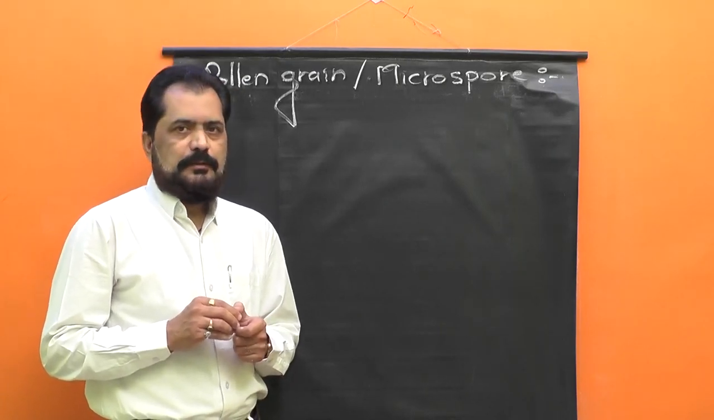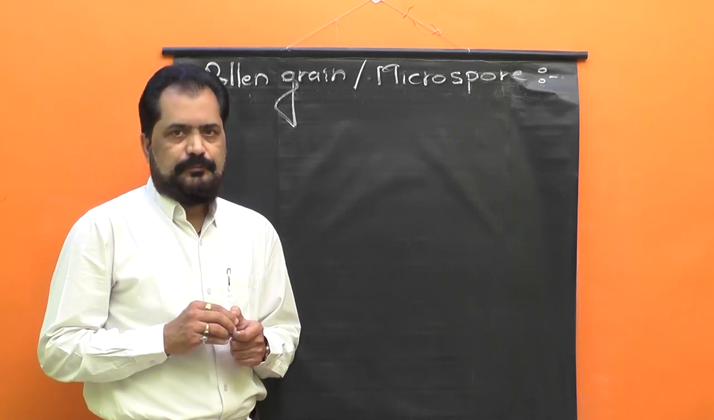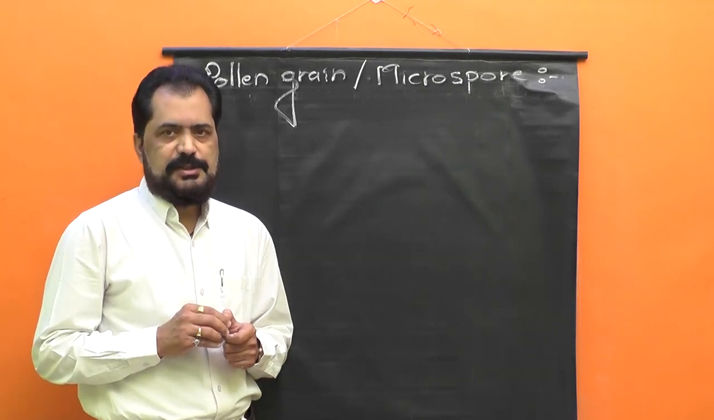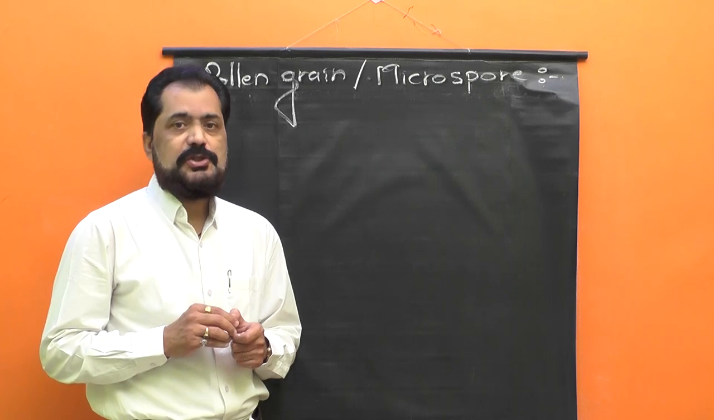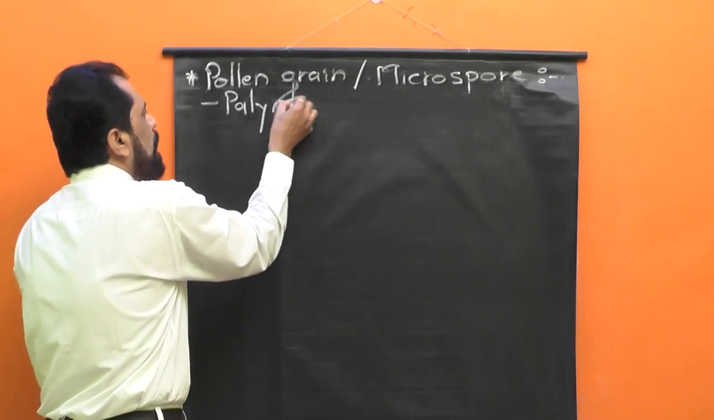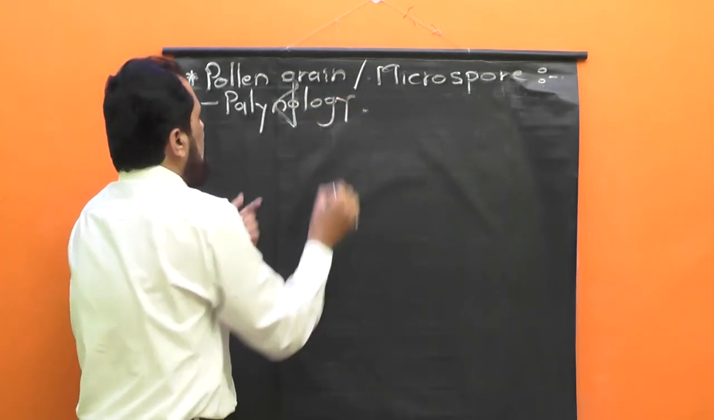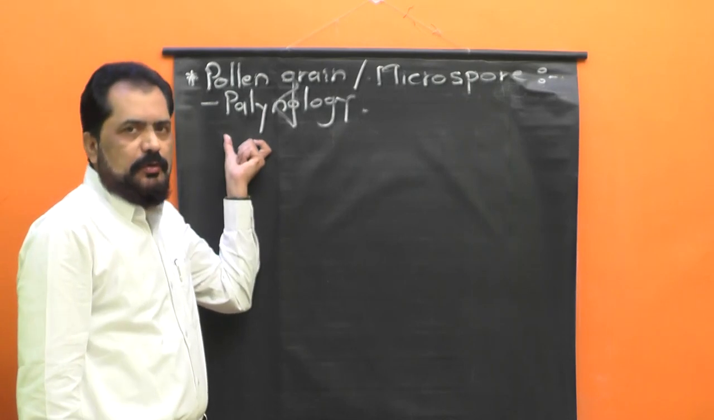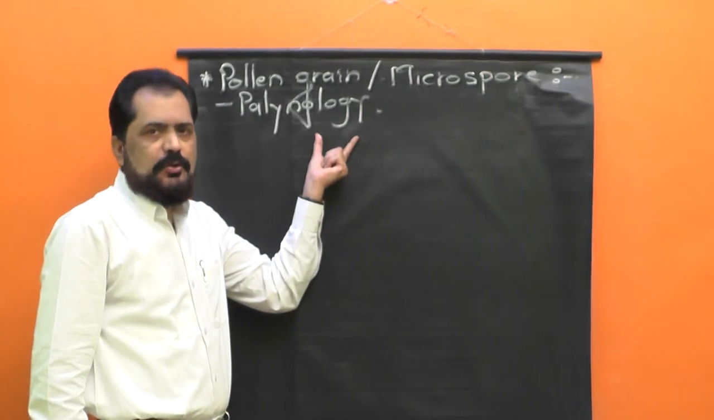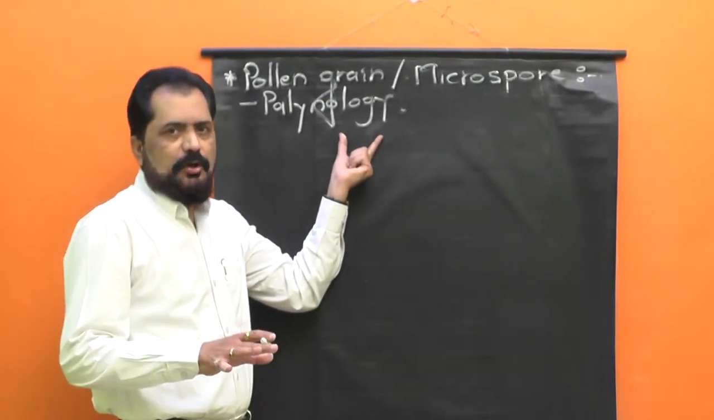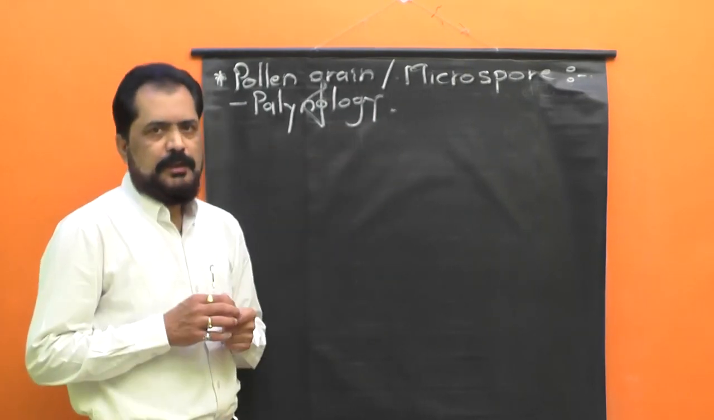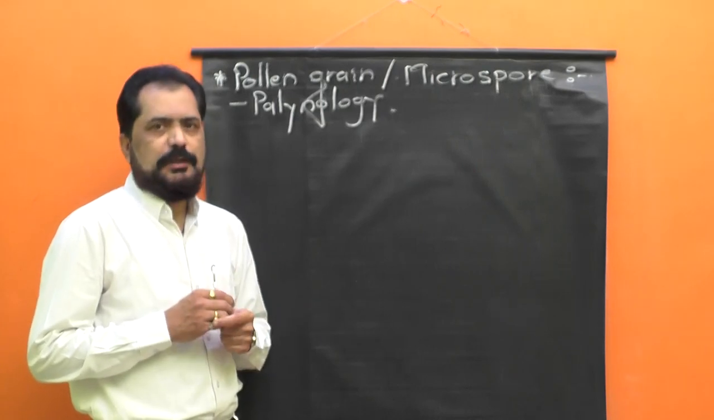Let me tell you, the branch of botany which deals with the study of shape, size and structure of pollen grains is known as palynology. Here palynos stands for pollen grains, and logos stands for the study. It means palynology is the study of shape, size and structure of pollen grains or microspores. First of all, let me define what a pollen grain is.